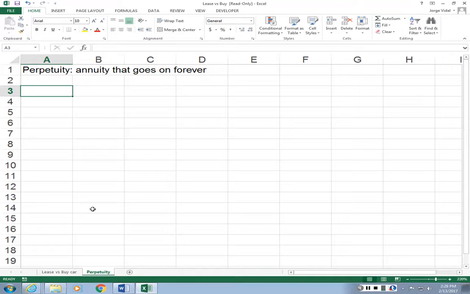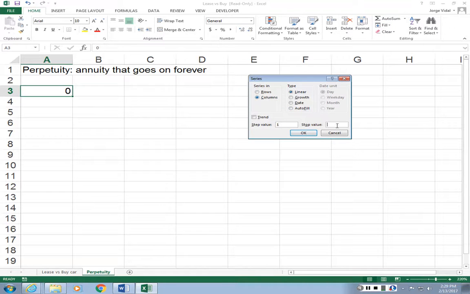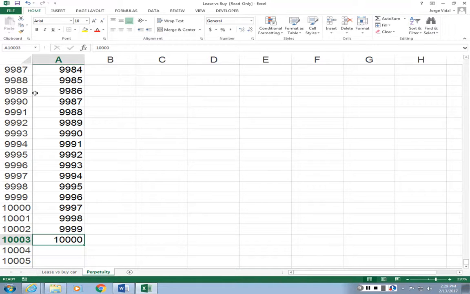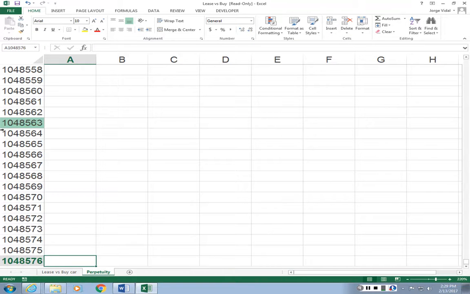So how long is a perpetuity? It's forever. But since we can't do forever in Excel, let's go really far into the future. So I'm going to go from 0, and I'm going to use the fill command, series, in a column. Let's go all the way to 10,000. Excel goes to 1,048,000 rows. Wow. When I used a spreadsheet the first time, they only went to like 3,000, I think. It's the computer memory.